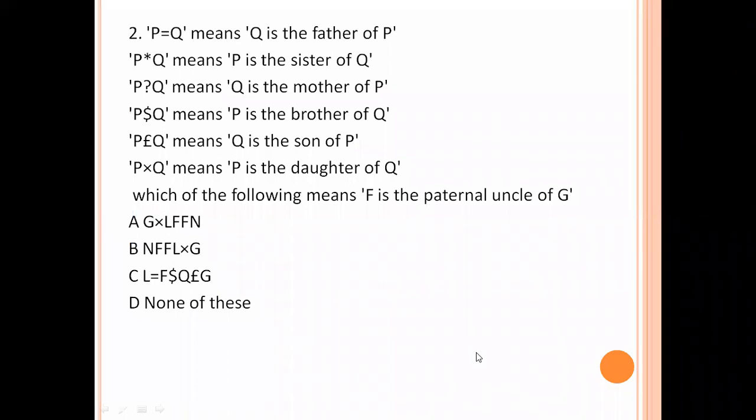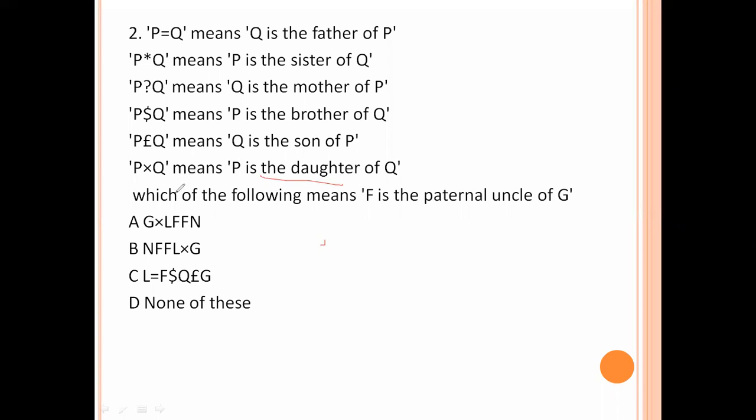Next, P equal to Q means Q is father of P. P into Q means P is sister of Q. P question mark Q means Q is mother of P. P dollar Q means P is brother of Q. P the symbol Q means Q is the son of P. P into Q means P is daughter of Q. Which of the following means F is the maternal uncle of G?